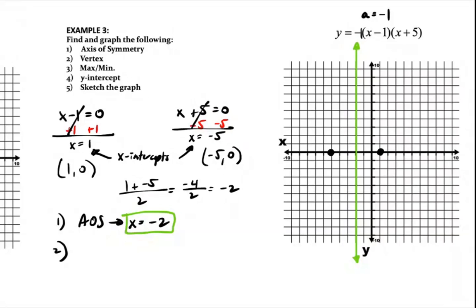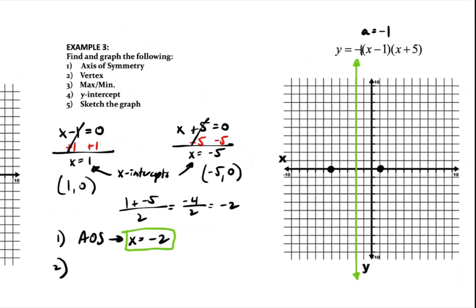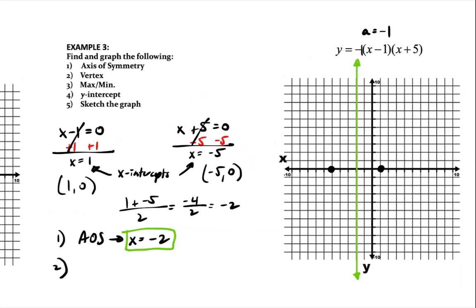So here we go. Number 3, picking up where we left off. A was -1 because it had a negative in front. And it was in factored form, right? Factored form like you did on the quiz last week, okay?